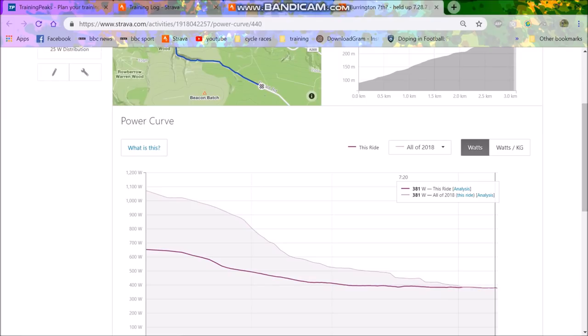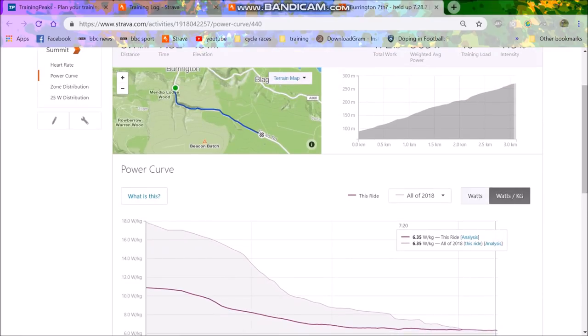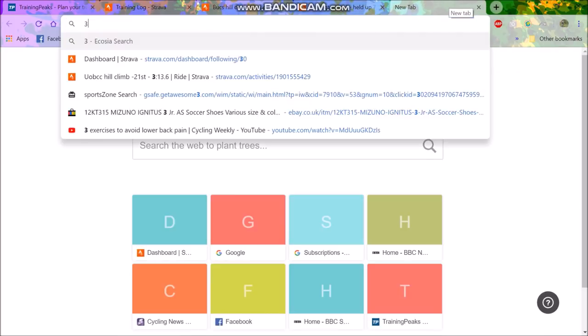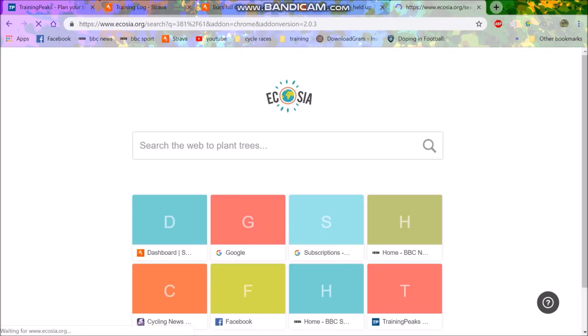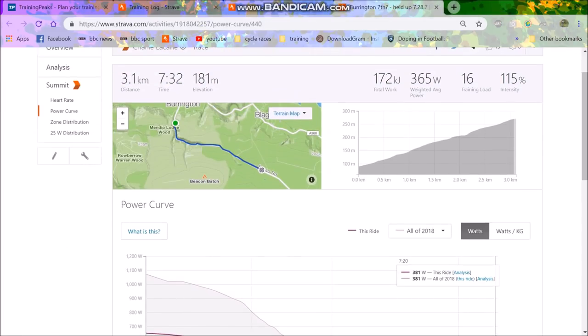But yeah, so 380 watts on the watts per kilo thing is 6.35, but I was actually 61 kilos. So we'll just see what that was. But anyway, it's about 6.3 watts per kilo. Yeah, 6.2 watts per kilo for 7:20. So yeah, it's pretty decent for me. I'm pretty happy with that.